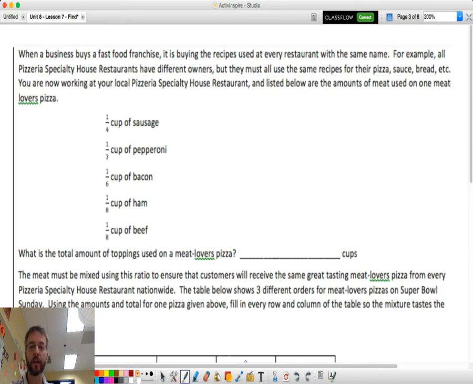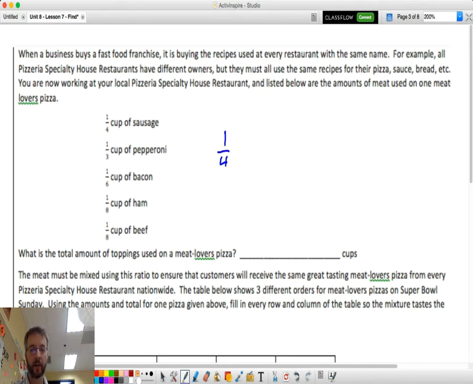You are now working at your local Pizzeria Specialty House restaurant. Listed below are the amounts of meat used on one Meat Lover's pizza: a 4th cup of sausage, a 3rd cup of pepperoni, a 6th cup of bacon, an 8th cup of ham, and an 8th cup of meat. What is the total amount of toppings used on one Meat Lover's pizza?